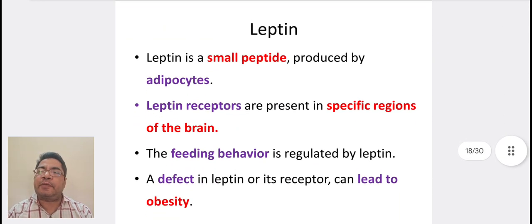Coming to leptin. Leptin is a small peptide produced by adipocytes. Leptin receptors are present in specific regions of the brain. The feeding behavior is regulated by leptin. A defect in leptin or its receptor can lead to obesity.